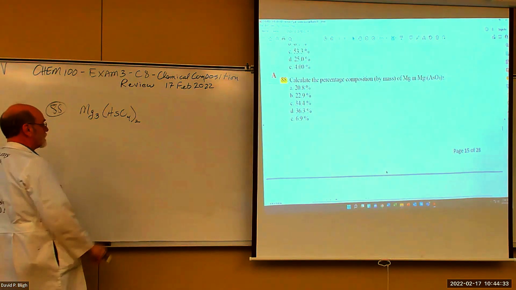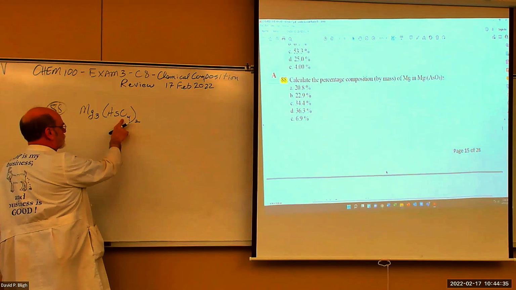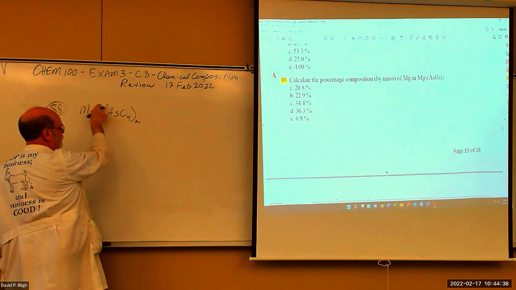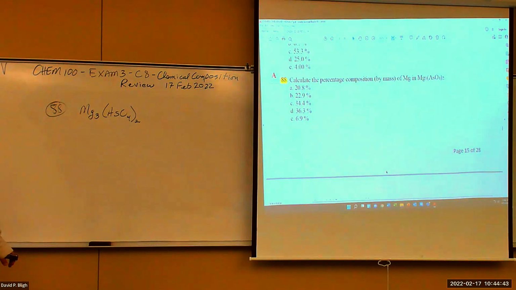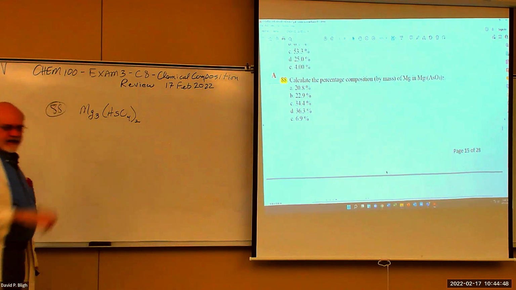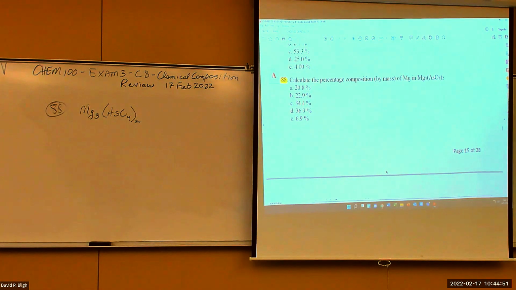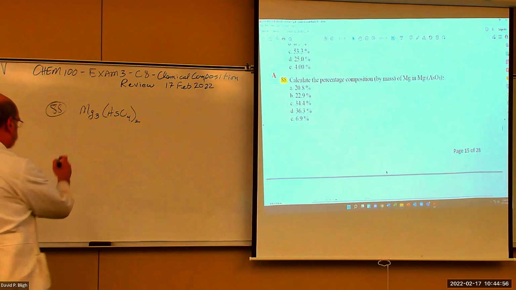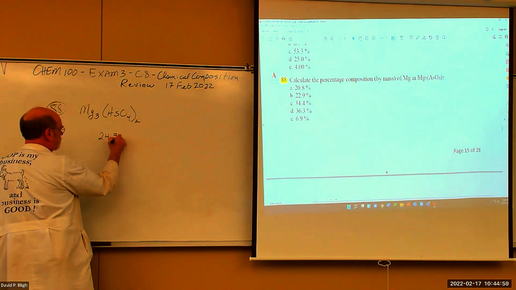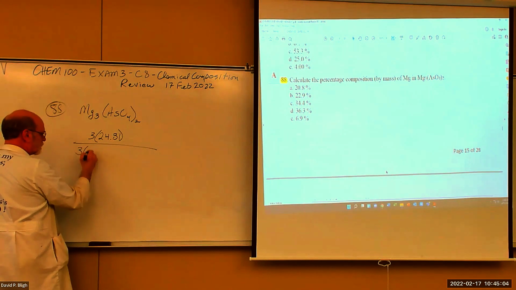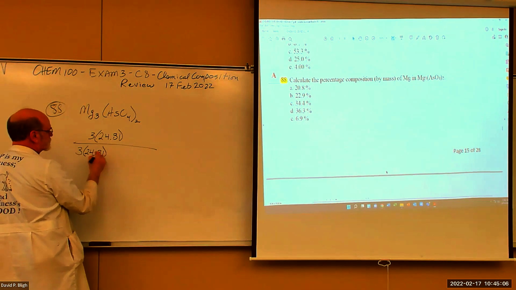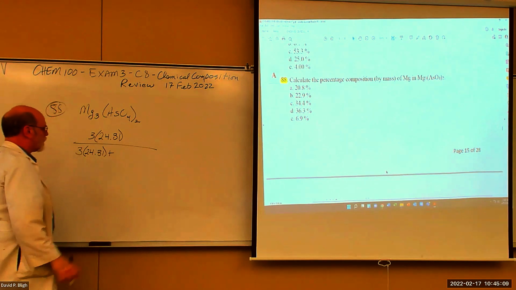Right. Why do we write it that way? Because this is the 3- charge, and that's a 2+ charge. So we bring the 2 over here and the 3 over here. Okay, so what's the percentage by mass of magnesium? So 3 times Mg, 24.31. Three times that. And it has to be in the denominator too. So this is part of the total.